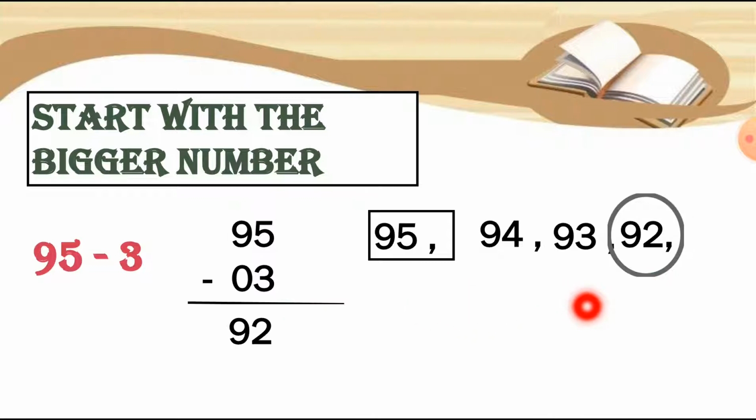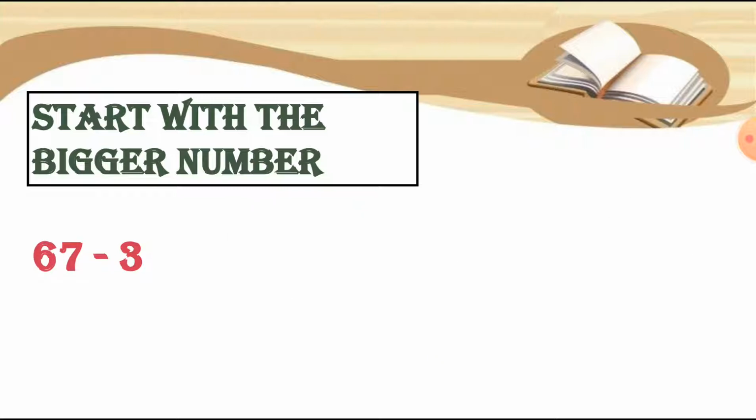So students, this way we can count backward and get the answer very easily. I know that you can easily solve this sum by yourself without taking anybody's help. Here is one more example for you, which is 67 minus 3. I repeat this, 67 minus 3.